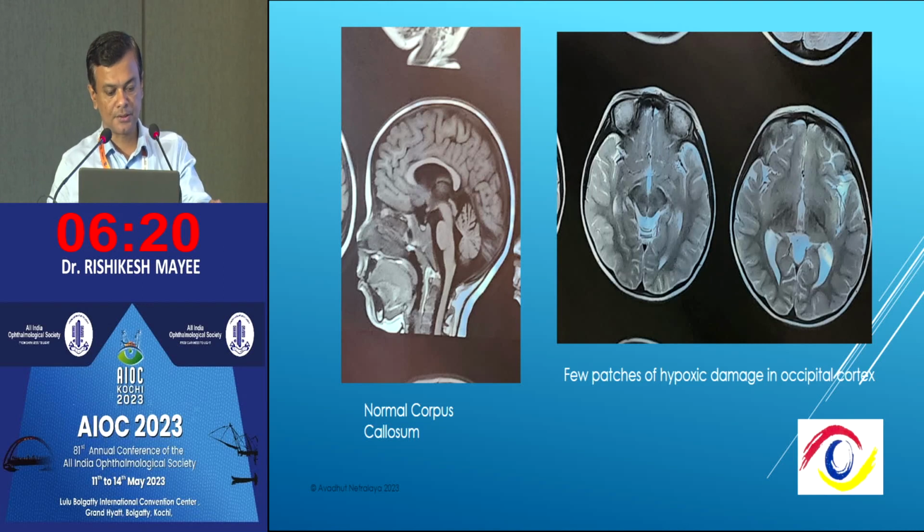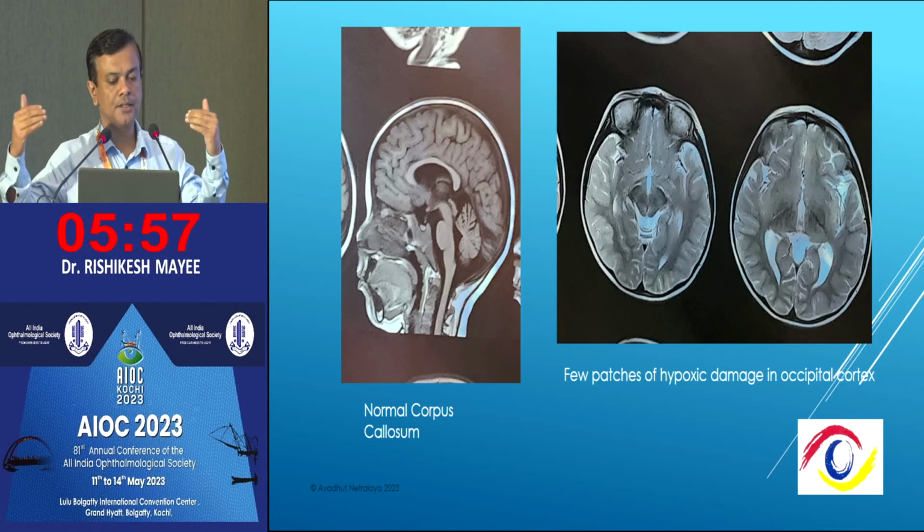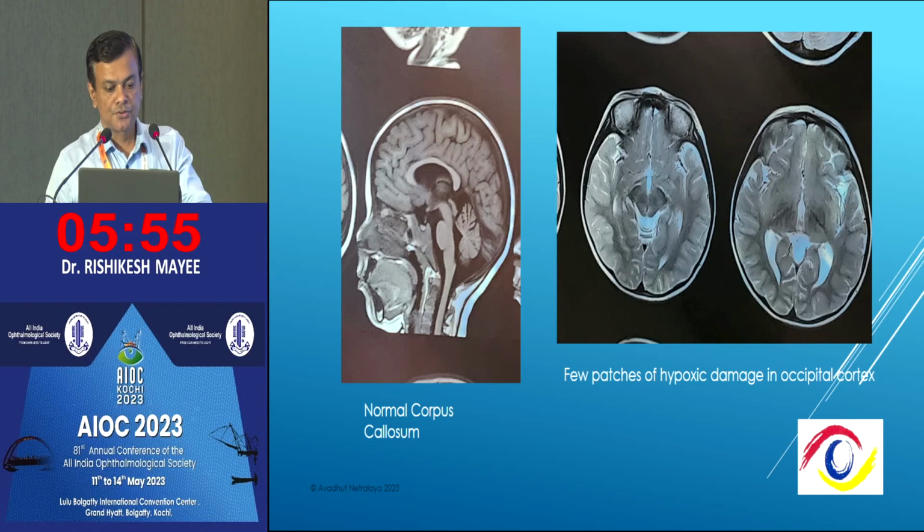This is one of the patients who presented to me. This is the sagittal section T1 weighted image. The corpus callosum is the part which I wanted you to look at. This is the anterior part and this is the posterior part, the splenium. Here the corpus callosum is normal. Usually the splenium is the part with the integrating fibers from the two cortices, especially the occipital and temporal parts, which pass through this. So if this splenium is normal, in the same patient the T2 weighted image showed only a few patches of hypoxic damage in the occipital cortex.